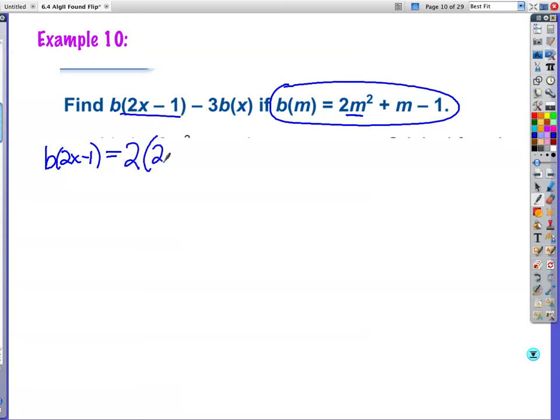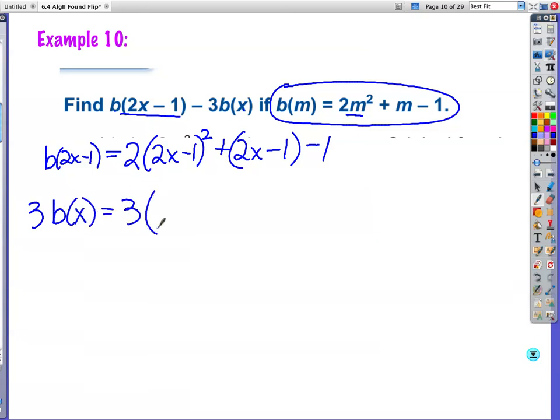So I have 2 times 2x minus 1 squared plus m, but instead of writing m, I'm going to write 2x minus 1. Don't really need the parentheses. And then I still have minus 1 at the end of it. 3 times b of x. That means I take 3 times all of this, but I'm going to change the m value to x because they tell me to do so. Well, what does this end up being? 6x squared plus 3x minus 3.